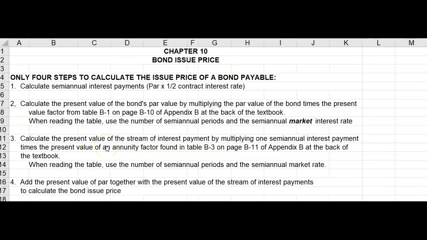But I think my worksheet provides a much easier way to calculate the issue price than is described in the chapter. My worksheet distills the entire process into 4 steps necessary to calculate the issue price of a bond payable. As always, I strongly recommend that you download and print the PDF version of this worksheet or download the Excel workbook so you can follow along with this video and practice calculating bond issue price.